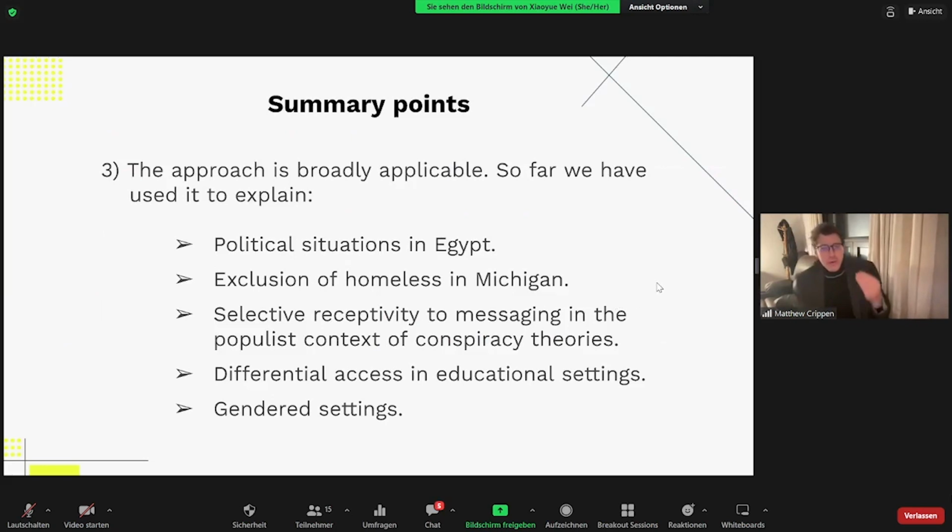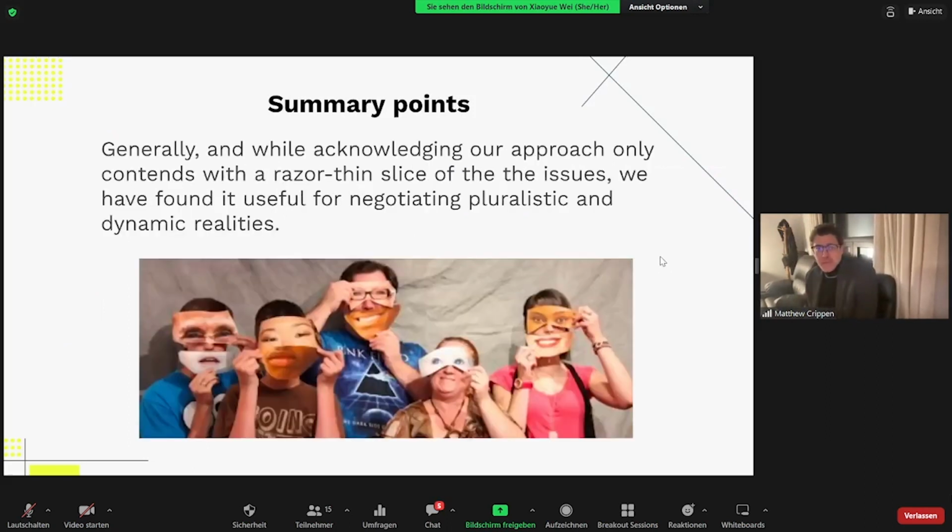And the approach we use is broadly applicable. So far we've used it to address issues like political situations in Egypt, exclusion of the homeless in Michigan, selective receptivity to messaging in populist contexts, for example with conspiracy theories, differential access in educational settings, and of course, gendered settings. So generally, while acknowledging that we're only contending with a razor-thin slice of the issues, we found this approach useful for negotiating a pluralistic and dynamic world.